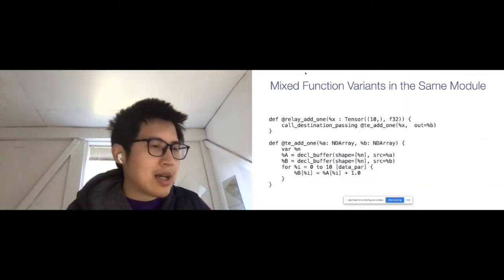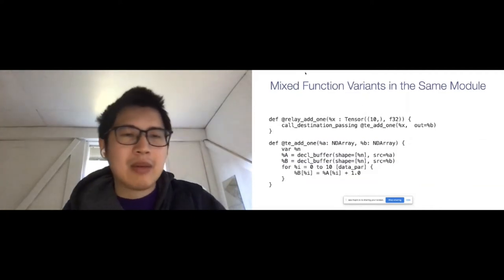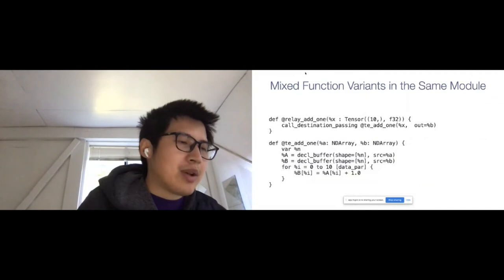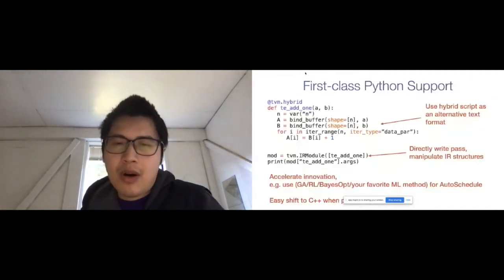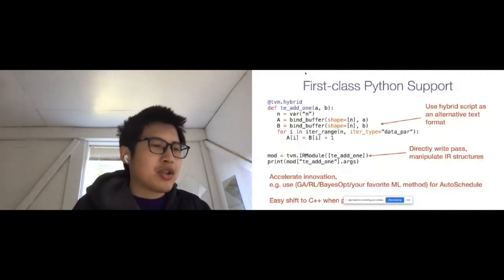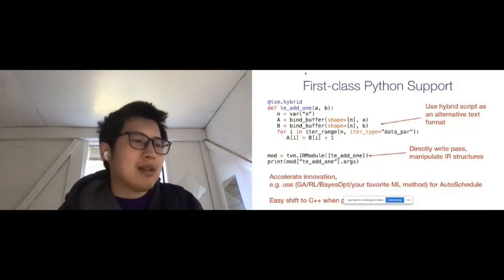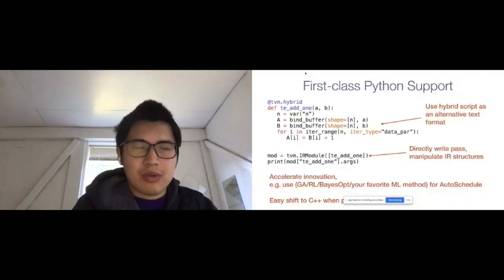This allows us to accelerate innovation because ML-based compilation is still a very young field, and we can mix and match programs in both Python and C++ if you want. And you can also shift to C++ when your Python prototype is production ready, so that it gives you a path from research to production.